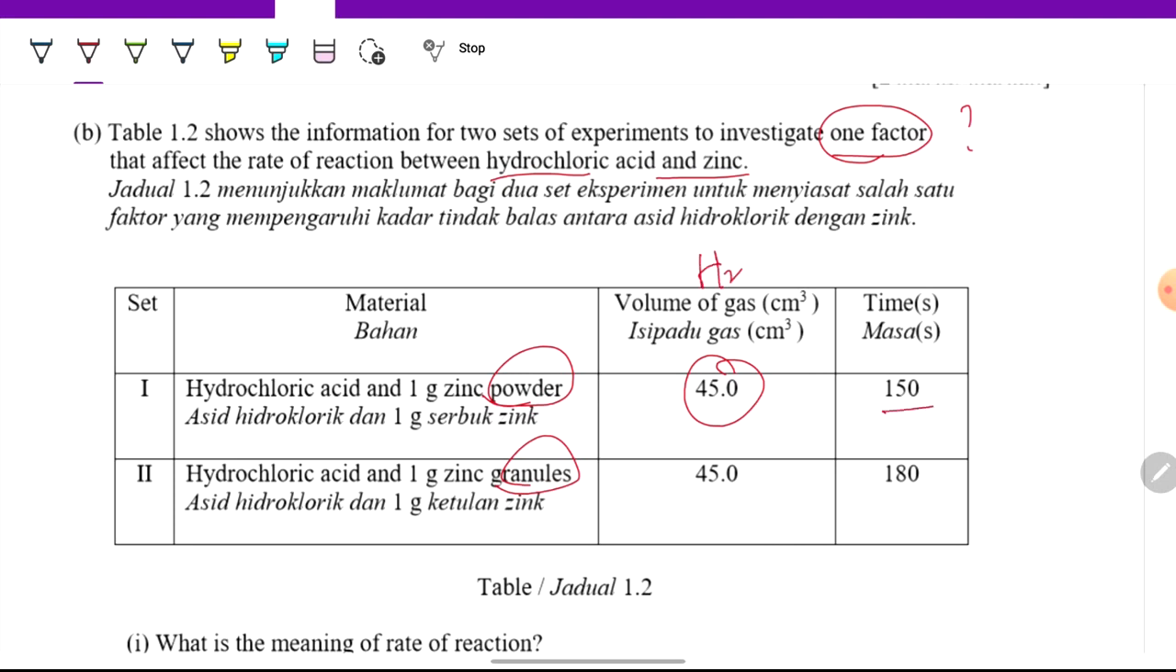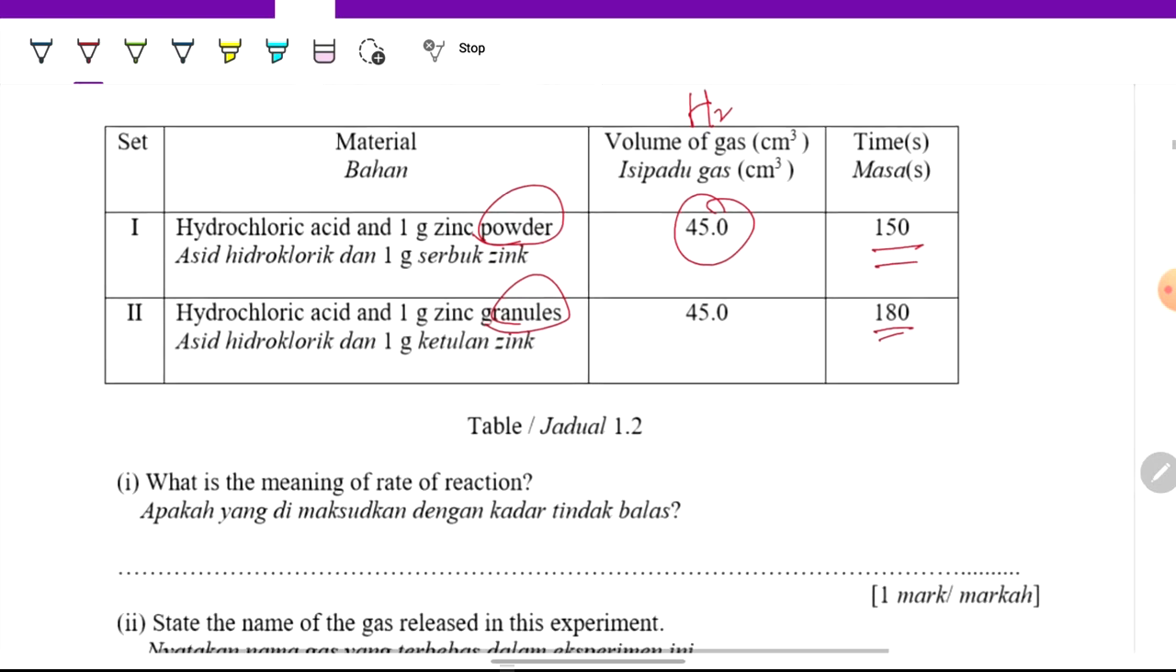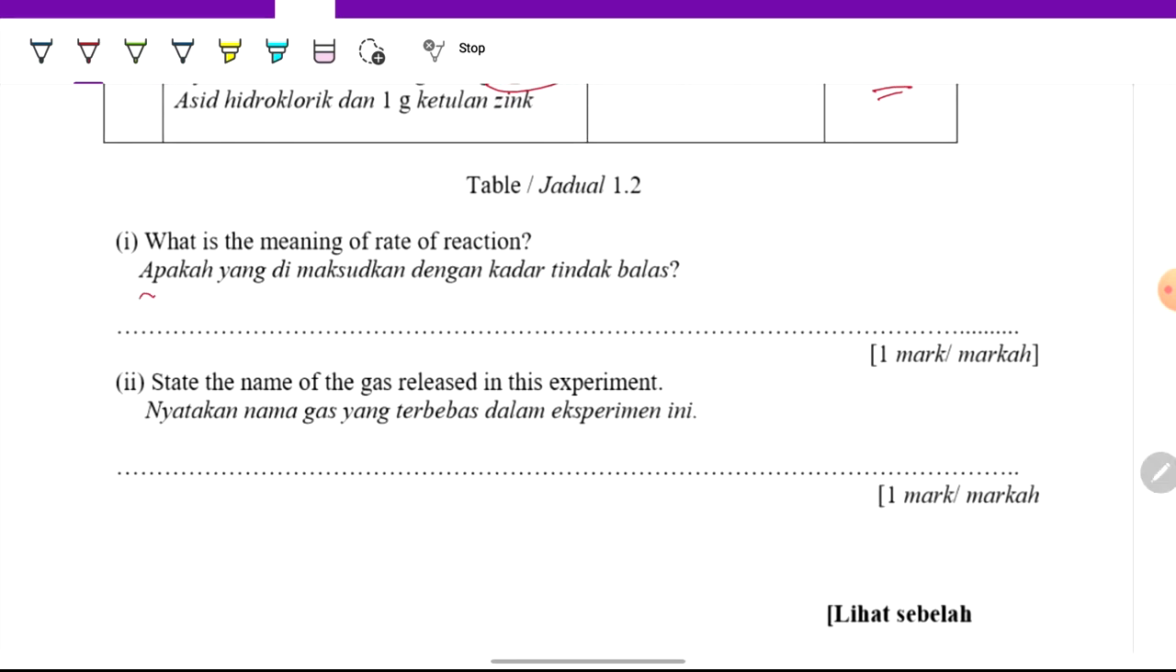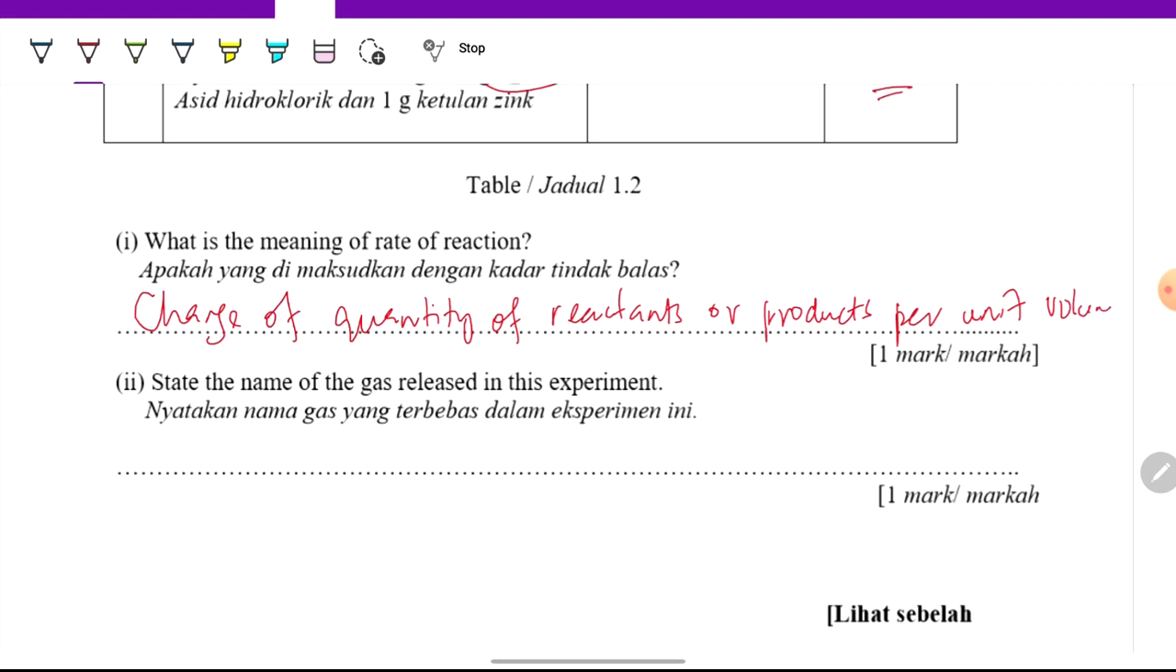is 150 seconds for set 1, and for set 2 will be 180 seconds. So what is the meaning of rate of reaction? This is the definition. We know that it is the change of quantity of reactants or products per unit volume. Sorry, per unit time, not volume.